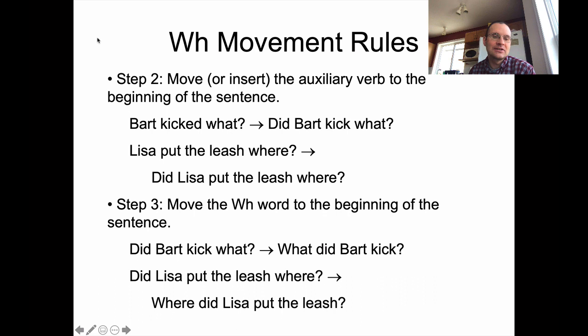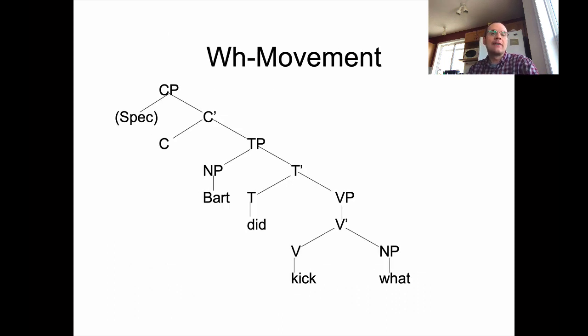And then the very last step that we need to worry about is moving the WH word from where it is in the lower structure of the sentence to the front of the entire question. So you go from did Bart kick what to what did Bart kick? Or did Lisa put the leash where to where did Lisa put the leash? So we're moving not just an auxiliary verb here, but also two things, because we're also moving a WH form to the beginning of the sentence in every single one of these examples. What did Bart kick? And where did Lisa put the leash? So we need to have two spots for things to move to when we create these sorts of questions.